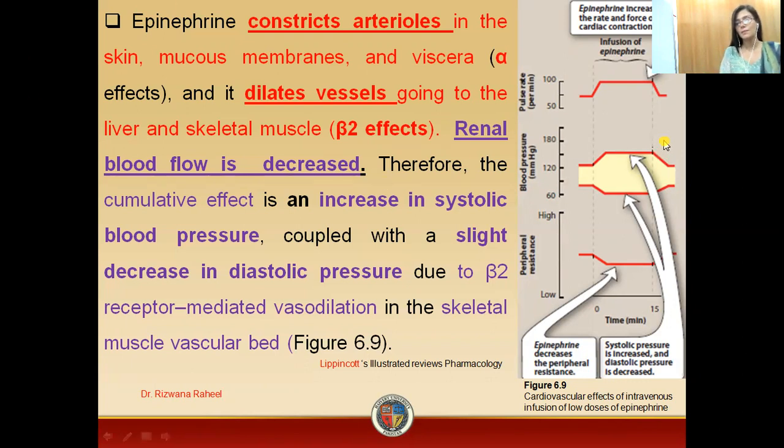This diagram is representing what happens in the case of epinephrine. Epinephrine decreases the peripheral resistance. So while there will be an increase in systolic blood pressure, there will be a slight decrease in diastolic blood pressure. This increase in systolic pressure and decrease in diastolic pressure is due to the combined effect, that is, the activation of both alpha and beta receptors.